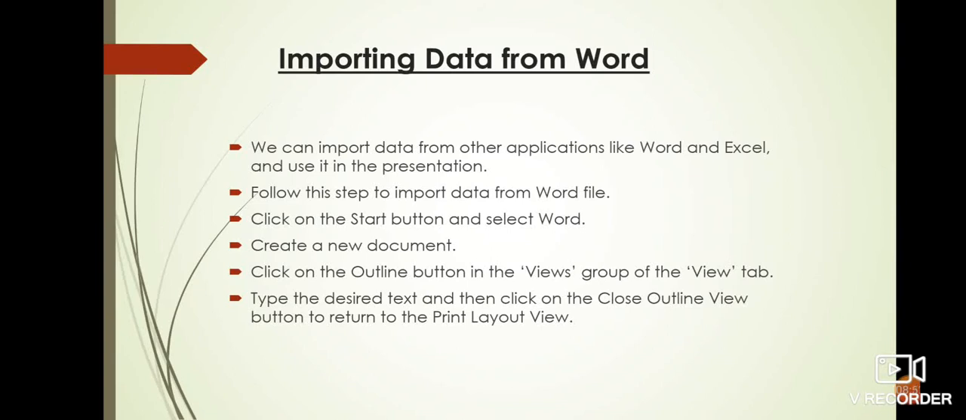Click on the Start button first. Then select MS Word. You have to create a new document. In that new document, you have to select the outline button. This is important. You have to select the outline button in the view group of the view tab. Type the desired text that you need to transfer to the PowerPoint presentation.